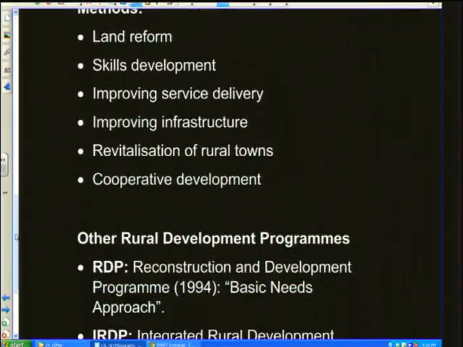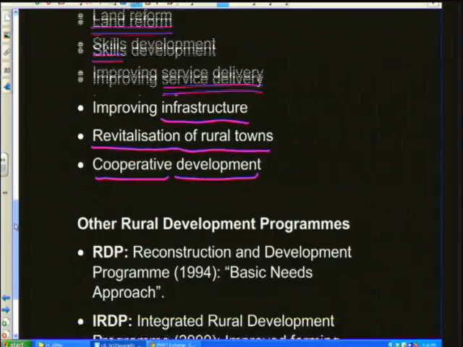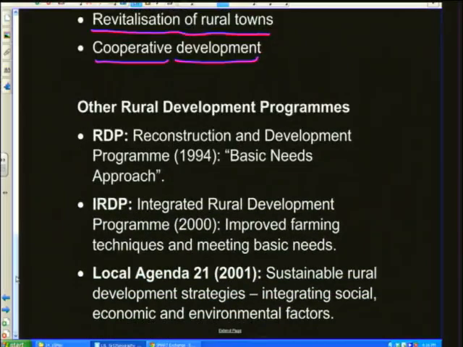The methods, very quickly: land reform, which I've just discussed. They want to improve skills, improve the service delivery, improve infrastructure like railway networks, road networks. They want to revitalize rural towns, make them attractive, and also they want to have cooperative development. There are some other programs that may come up in your test and exam, especially when you get case studies.